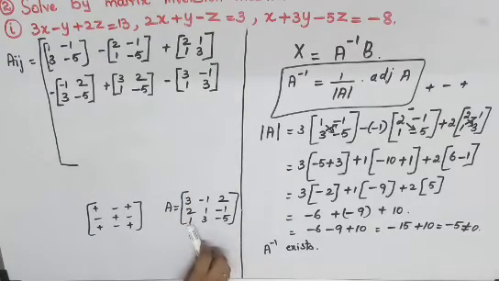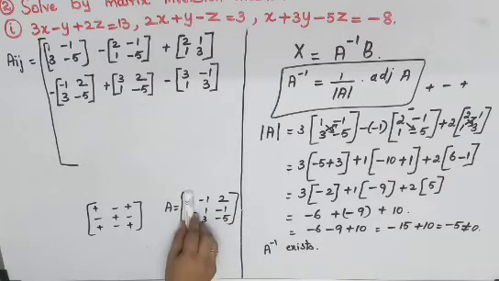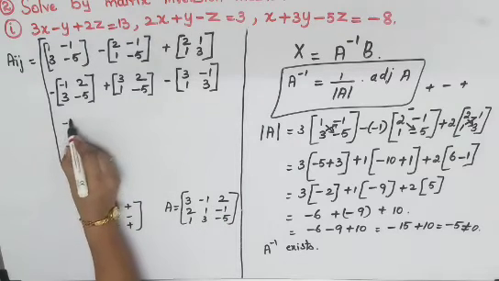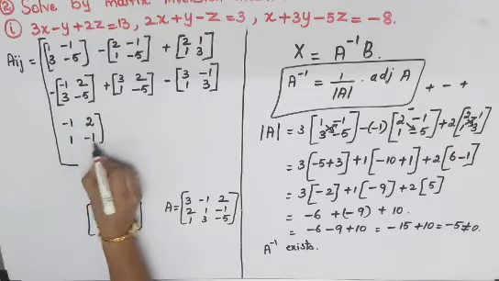Third row, first element 1. The minor of 1 has to be found out. Removing the row and column, you will get minus 1, 2, 1 minus 1.